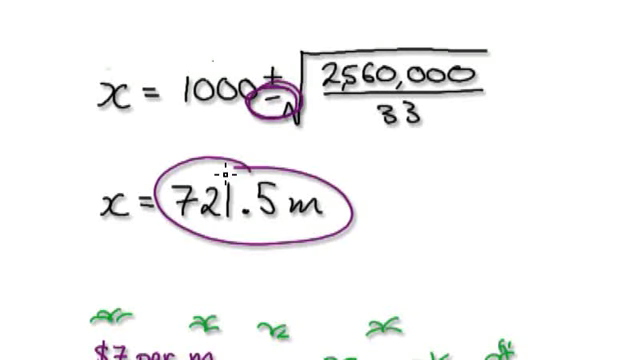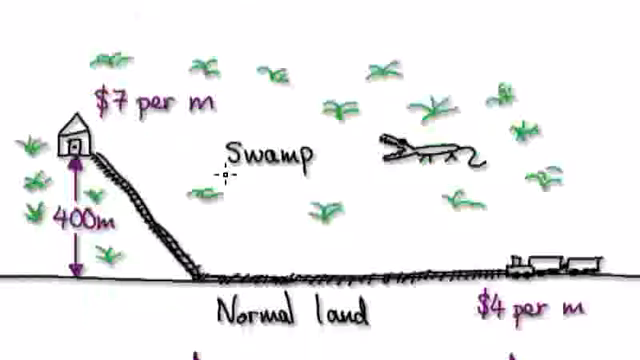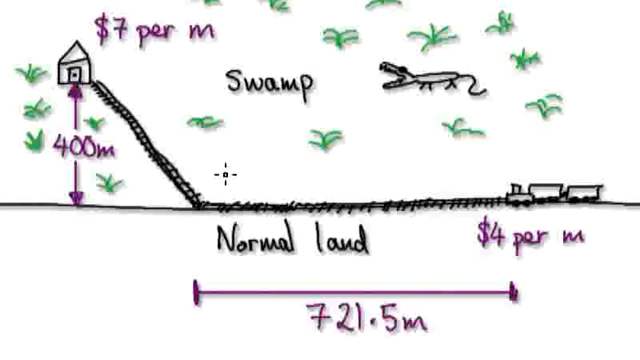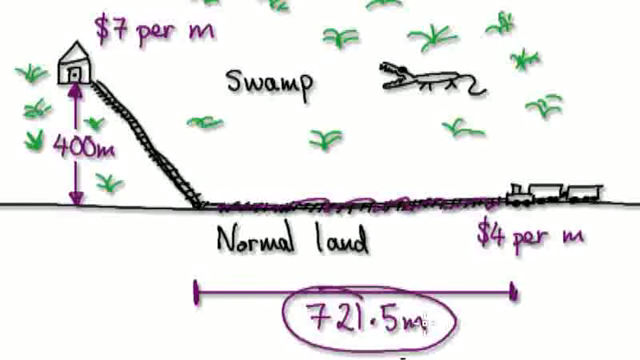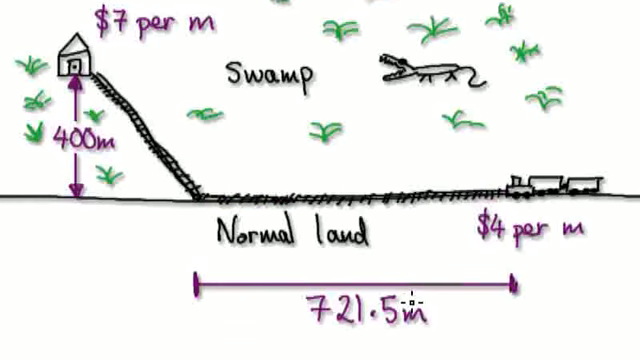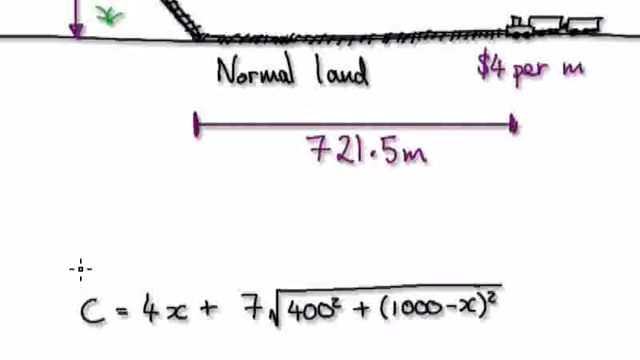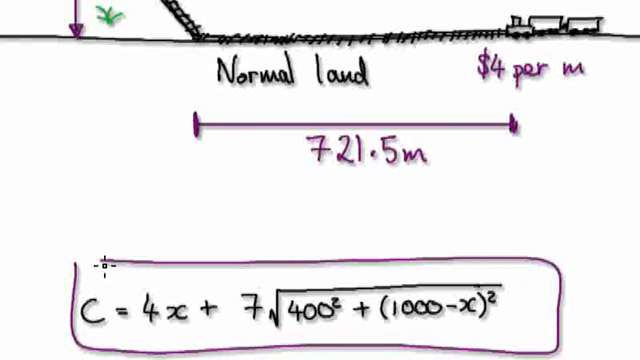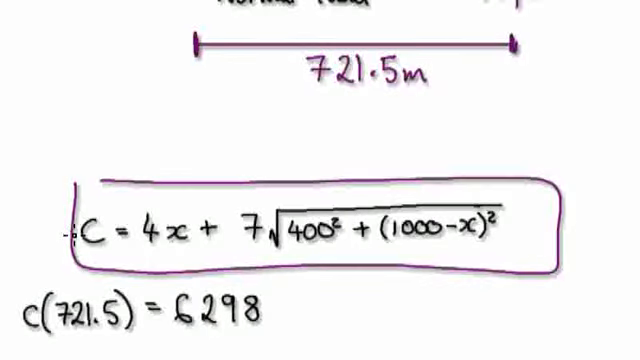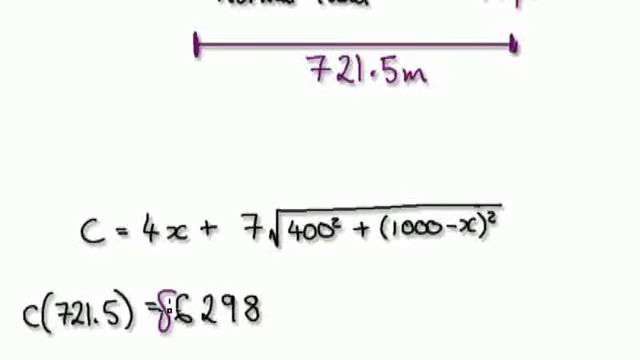So that will then give you this. What that means is that optimizing on cost would mean that you have to build along here. It will be 721.5 meters. And how much will it cost? Well, don't forget, this is our formula for the cost. So you just got to put this into the formula for the cost. So it would cost us $6,000 and some dollars. Okay.